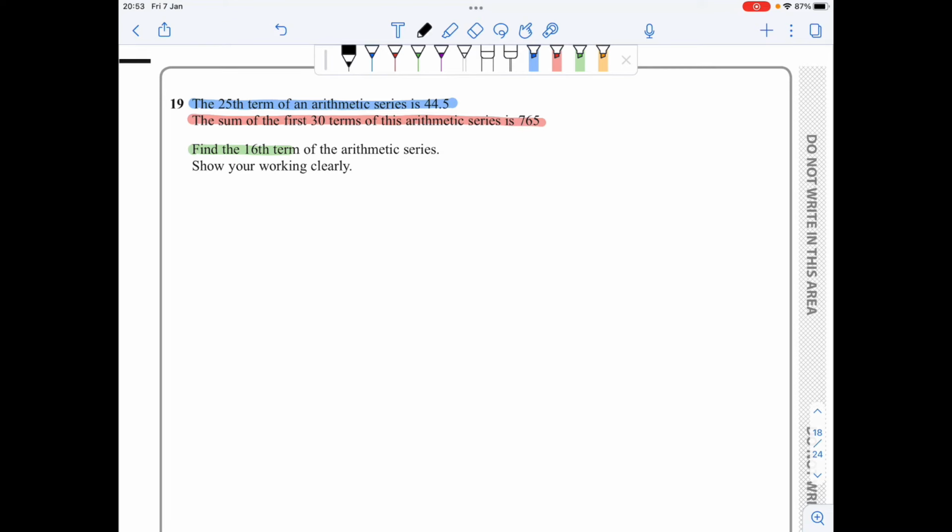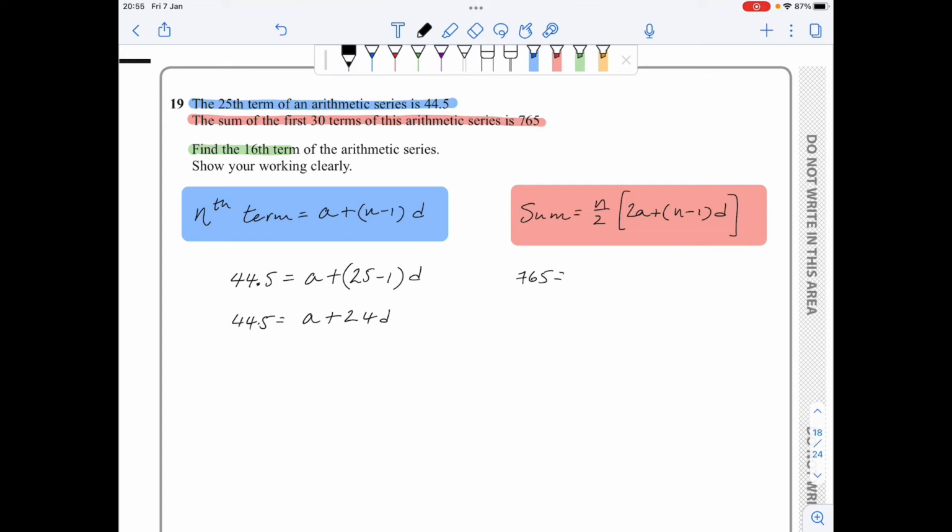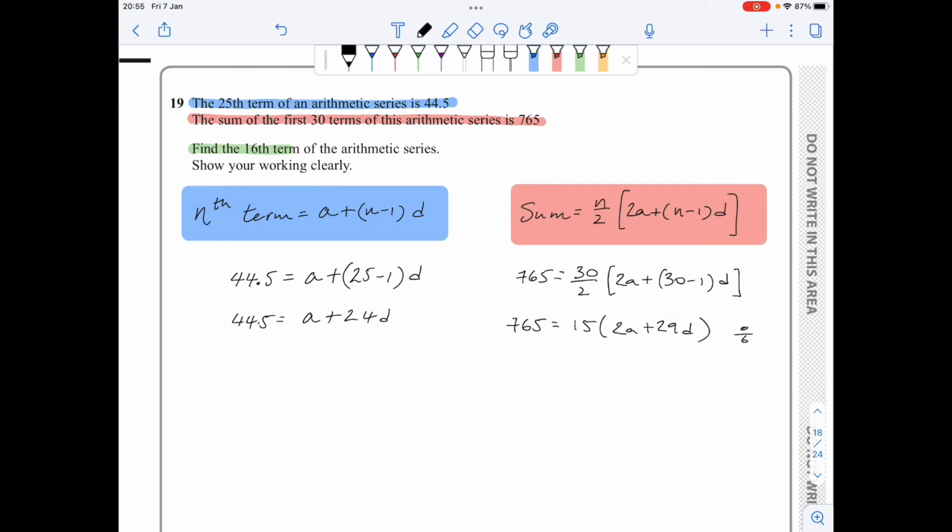I'll start using the nth term formula, which says the following. So I have 44.5 equals a plus 25 minus 1 times d. So 44.5 is equal to a plus 24d. And then for the second statement, I'm going to use the sum formula. So 765 is equal to 30 over 2, 2a plus 30 minus 1 times d. So 765 is equal to 15 times 2a plus 29d. I will divide this by 15. So I will get 51 is equal to 2a plus 29d.